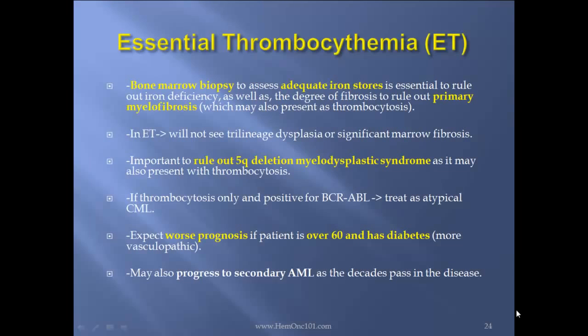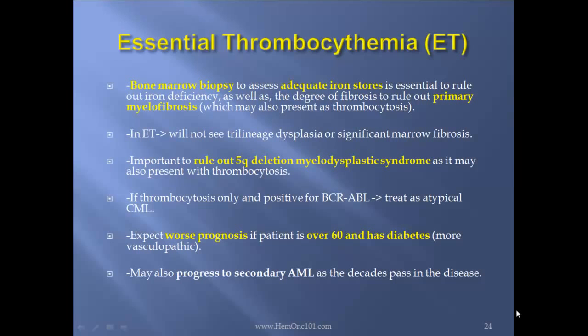Bone marrow biopsy to assess adequate iron storage is essential to rule out iron deficiency, as well as the degree of fibrosis to rule out primary myelofibrosis, which may also present as thrombocytosis. In ET, you will not see trilineage dysplasia or significant marrow fibrosis. It is important to rule out 5q deletion myelodysplastic syndrome, as it may also present as thrombocytosis.